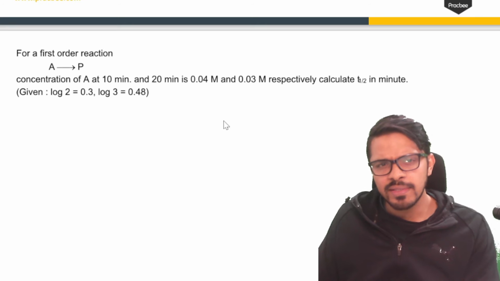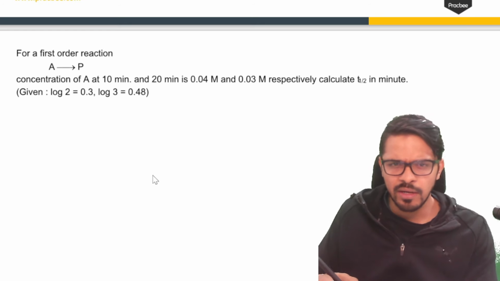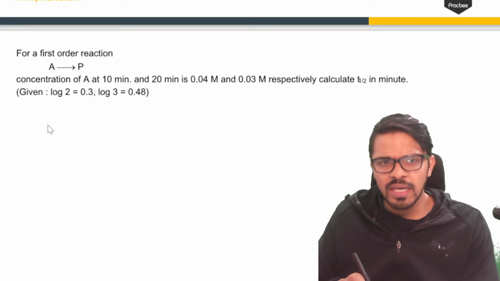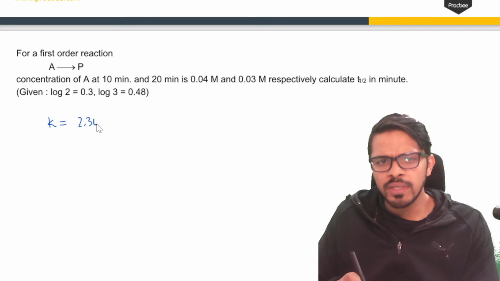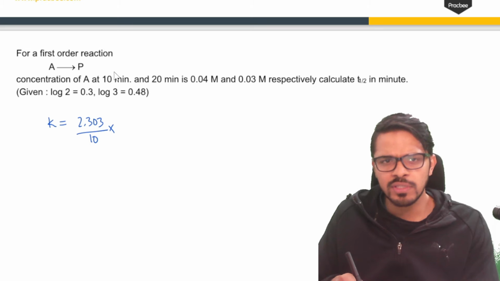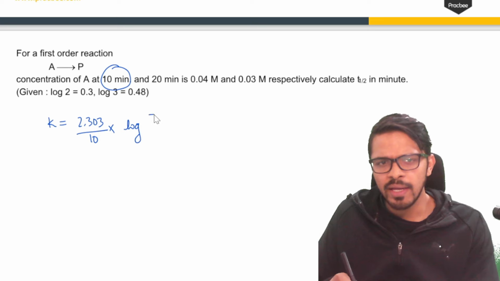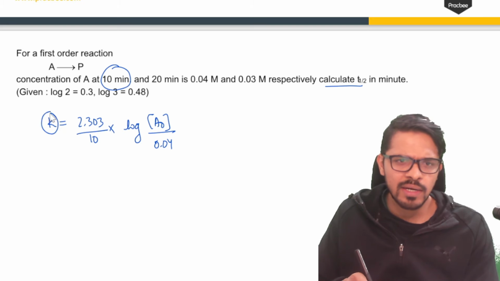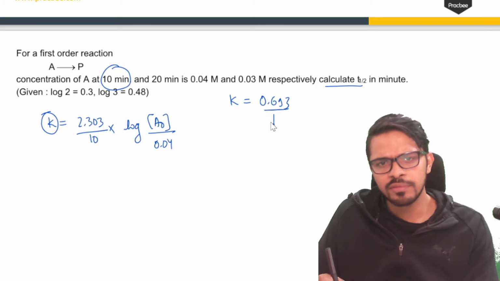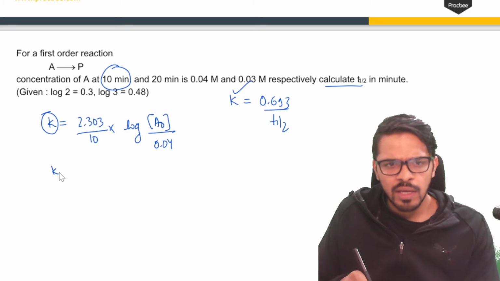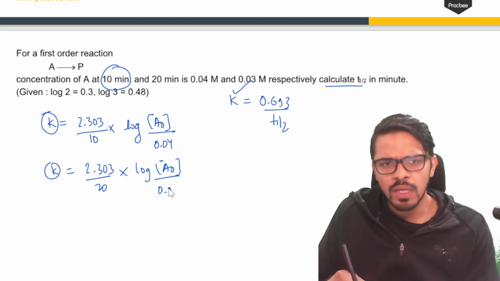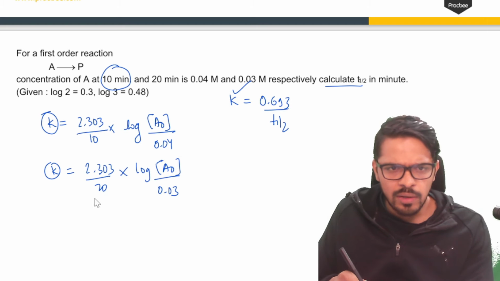Next question is from Chemical Kinetics, and they are saying that the concentration of A at 10 and 20 minutes is this and this. Calculate T half. So if we talk about the value of K, that will remain same. So K is basically 2.303 by T, let us say first I am talking at 10 minutes, into log of A naught by A t. A naught is not given, so A naught by 0.04. And since we have to calculate T half, I can also say that K is 0.693 by T half. So if I get the value of K, I'll get the value of T half. And through another equation, I can say 2.303 by 20 log of A naught by 0.03. So I think you can calculate.